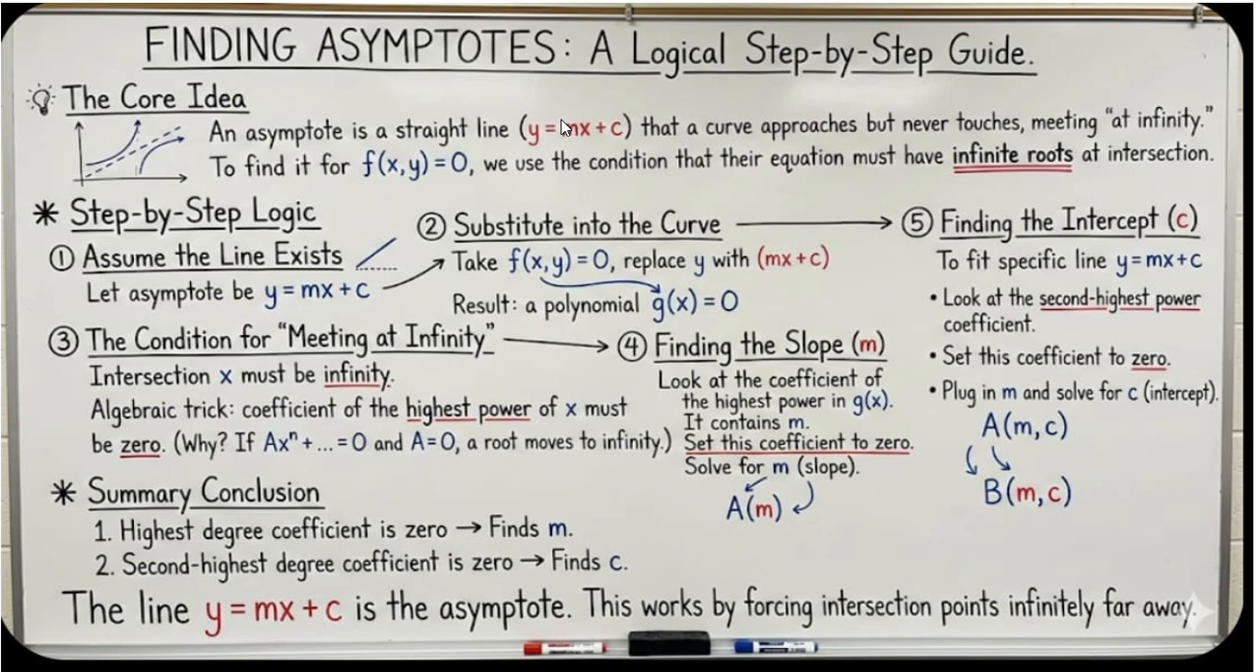Then what happens? See, if I assume that y is equal to mx plus c is an asymptote for this curve, then what happens? An asymptote is at infinity. In this f of x comma y equal to 0, if you replace y with mx plus c, whatever polynomial you get is going to satisfy the equation of the curve at infinity. But the condition for meeting at infinity, we already studied: the coefficient of the highest degree term must equal 0 here.